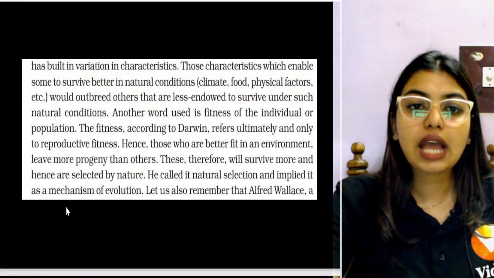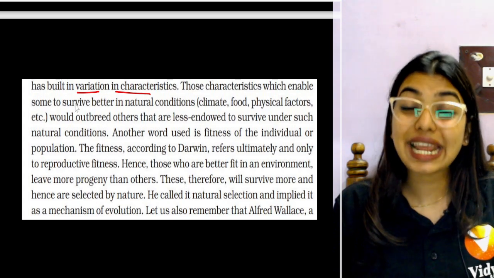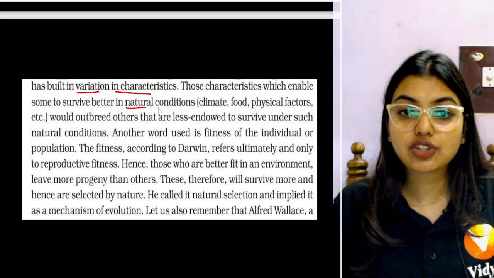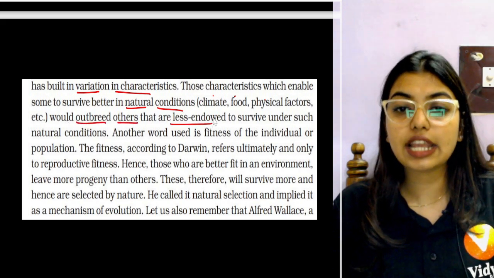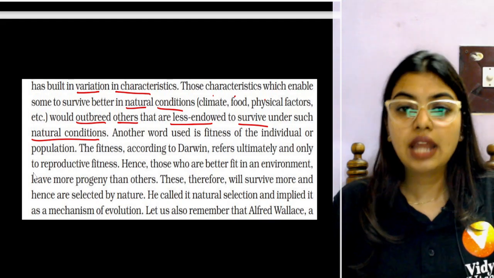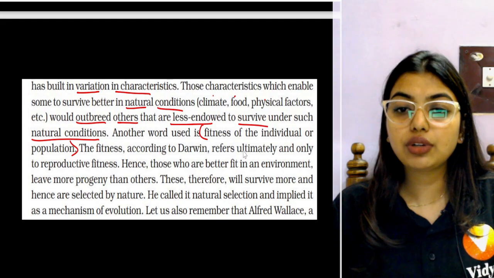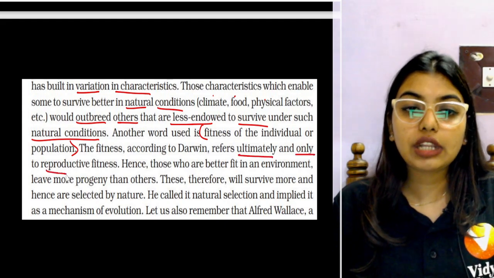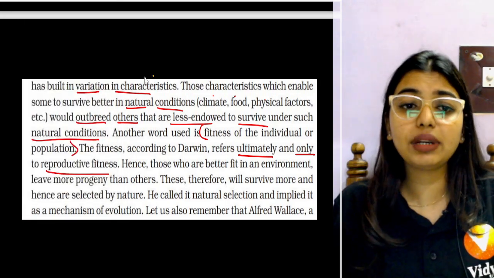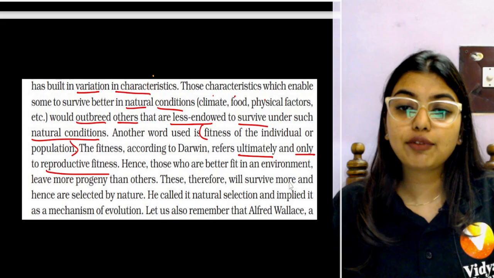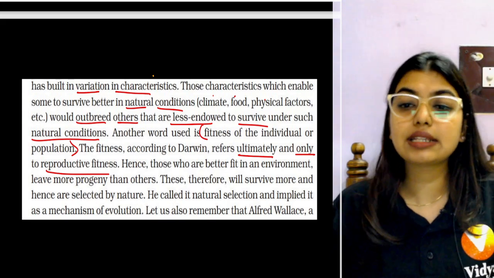Any population has built-in variations in characters. Those characteristics which enable some of them to survive better in natural conditions, that is climate, food, physical factors, would outbreed others less endowed to survive under such natural conditions. Another word used is fitness of the individual or the population. The fitness, according to Darwin, refers ultimately and only to reproductive fitness. So students, according to Darwin, those who are better fit in the environment leave more progeny than others. These therefore will survive more and hence are selected by nature. He called it natural selection and implied it as a mechanism of evolution.